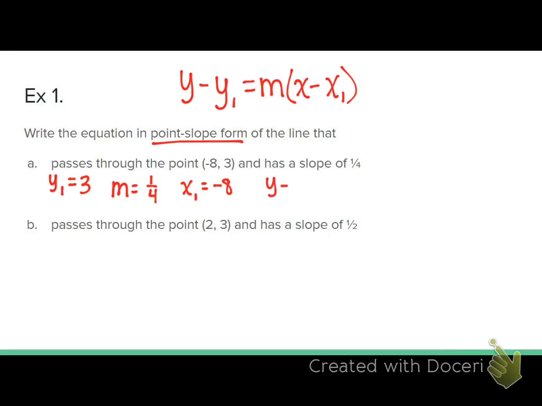So the plain y stays the same, minus what? 3 equals, what comes next? 1/4. Open my parentheses. Careful, x. Why is it plus 8? Good. Normally it would be minus and it's a negative 8 in there. So instead of writing minus a negative, we should just write plus. That's all we're doing. That is our answer. We are not distributing because if we were to distribute, then it doesn't look like point slope form anymore.